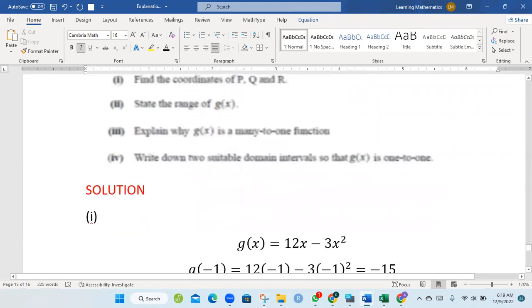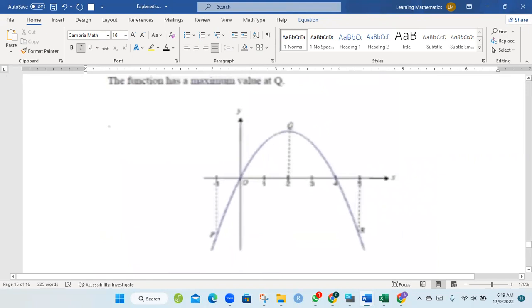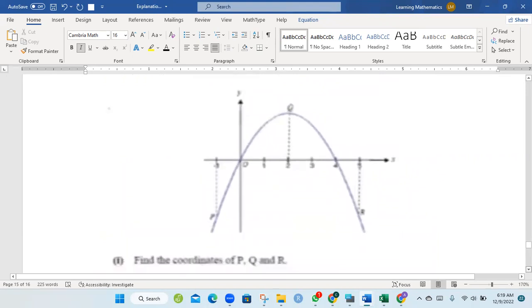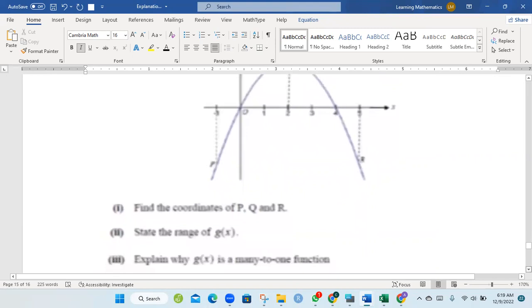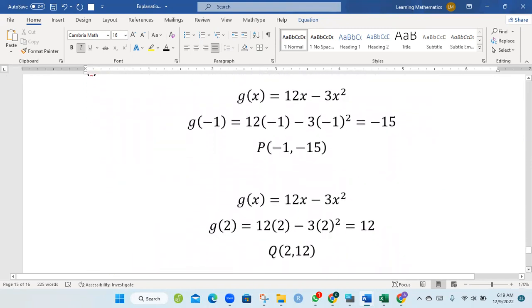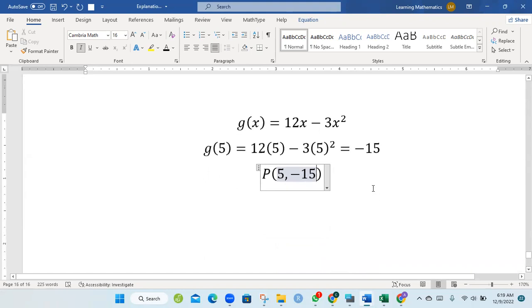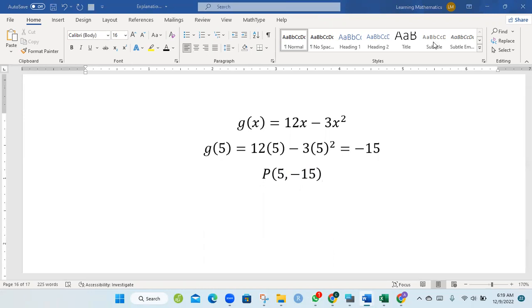It says state the range of g of x. So the range is the minimum and the maximum value of y. The maximum value of y will be the y coordinate of q, which is 12, and the minimum value will be negative 15. So the range will be from negative 15 to 12. y is between negative 15 and 12. That will be the range of the function.